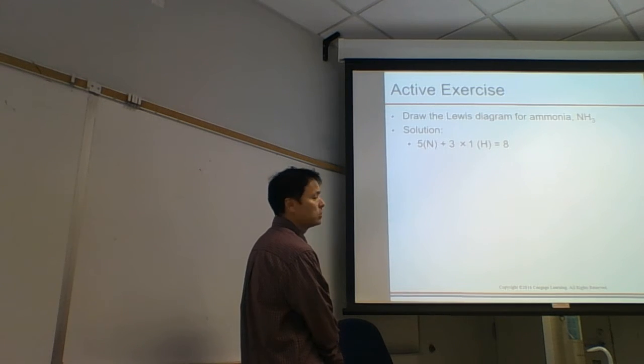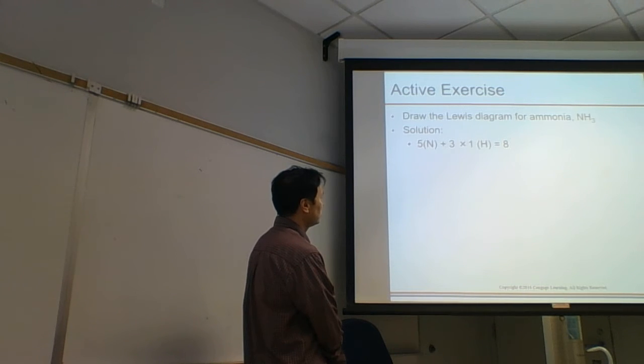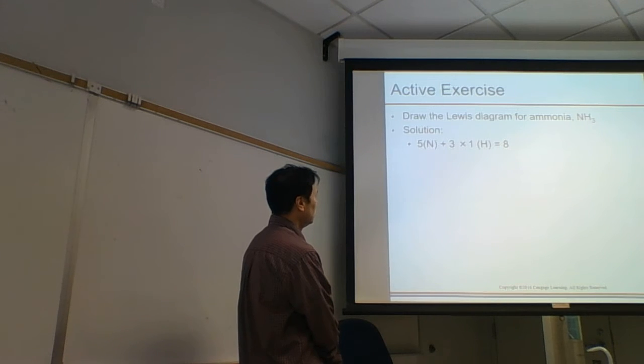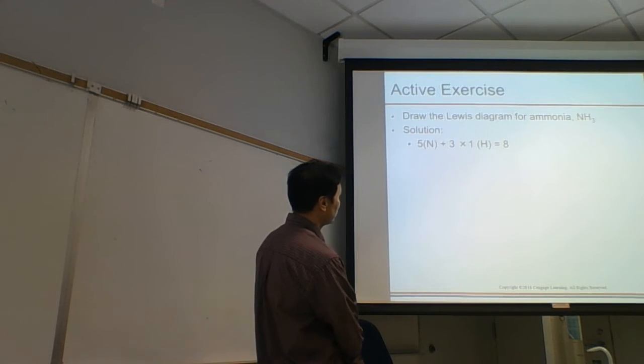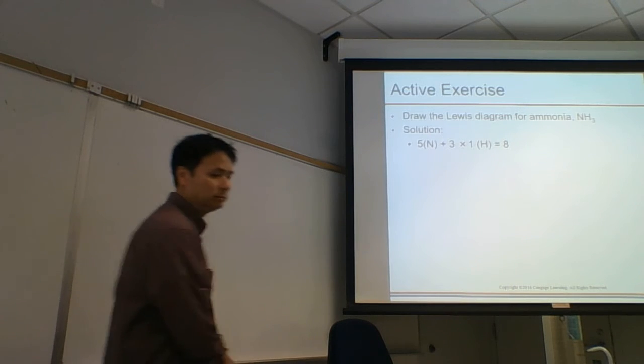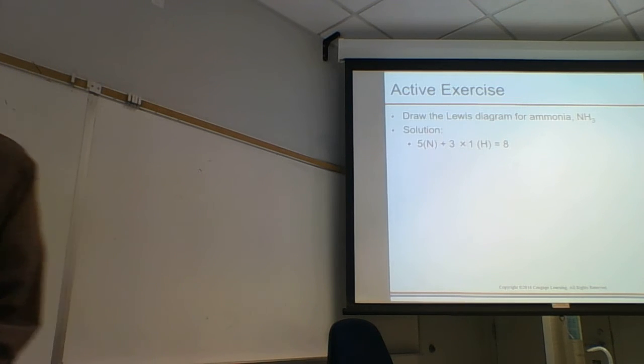Where does that come from? Where does the 5 come from? Yeah, 5 is the number of valence electrons for nitrogen. 5 from nitrogen, and then each hydrogen has how many valence electrons? 1, and we have 3 hydrogens. So it's 5 plus 3, which gives us 8 valence electrons.